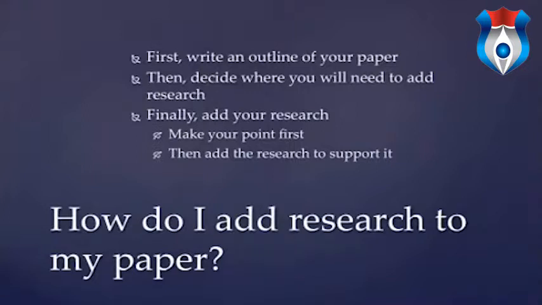Now, the next thing is how you add research to your paper. This is a little tricky. This is always the hardest part for students. But here's my advice. First, you should write an outline for your paper. That's very important. You need to get your ideas written on paper and in an organized format so that you know what your opinion of the topic is and you know your reasons for your opinion.